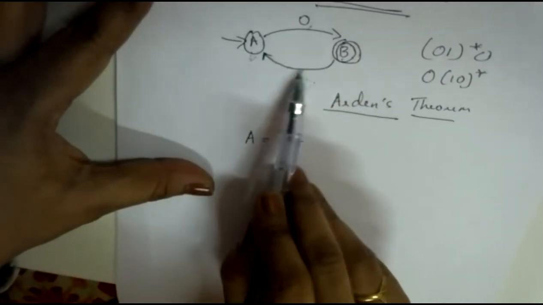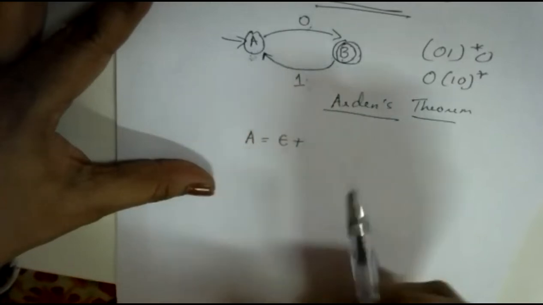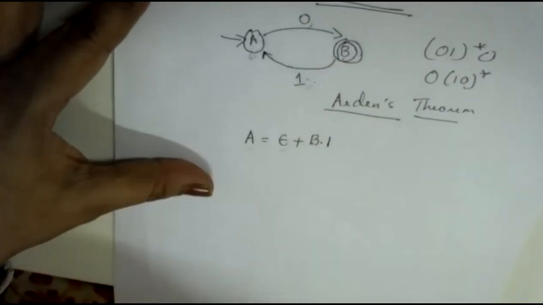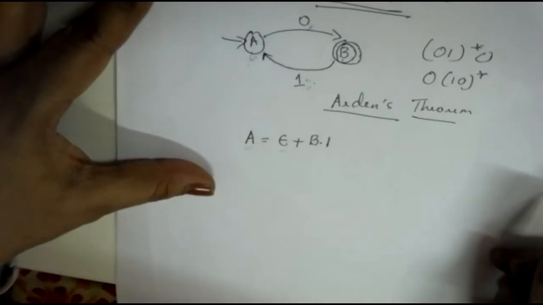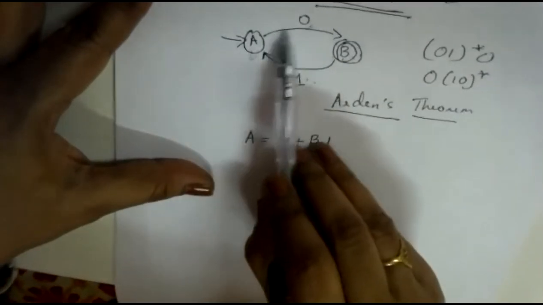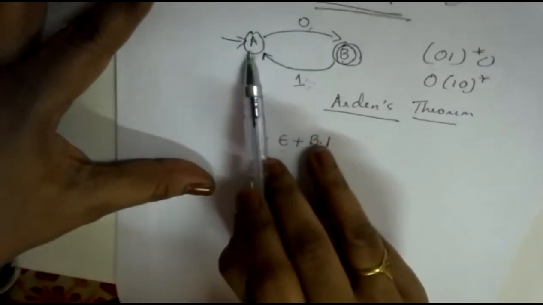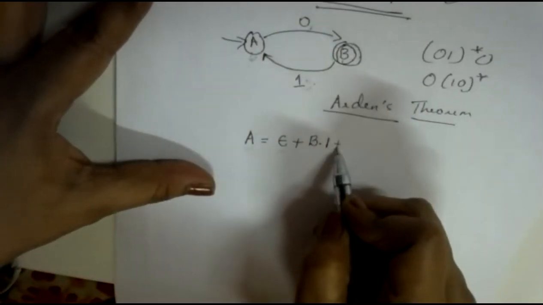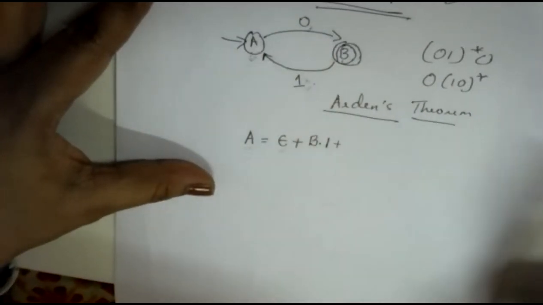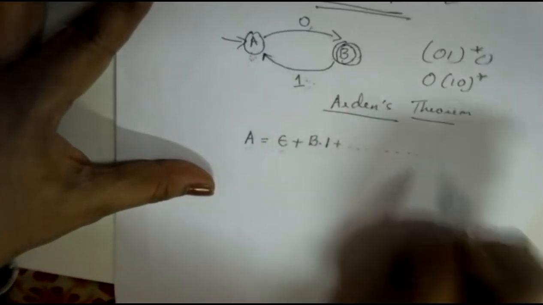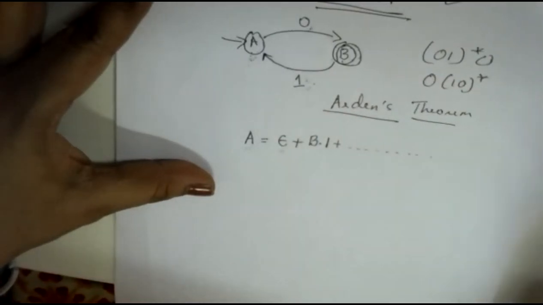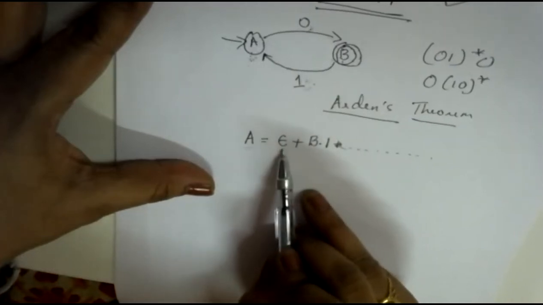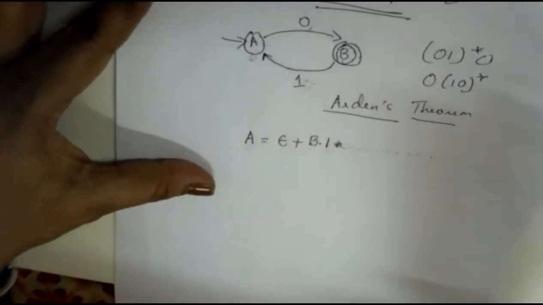Which is our incoming arrow? This one. B to A on 1. This is how we will be writing. Is there any other incoming arrow? No. If I had another incoming arrow, I would be adding it with a plus. All the incoming arrows will be added here. In this diagram, we have only one incoming arrow, so it is epsilon plus B.1.